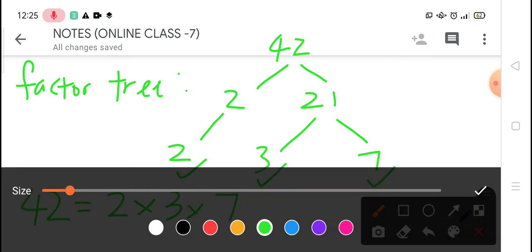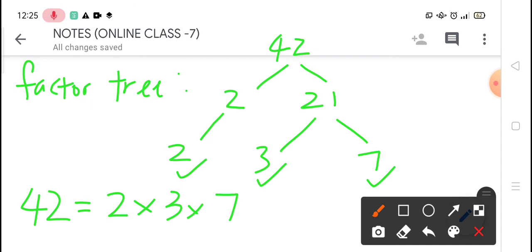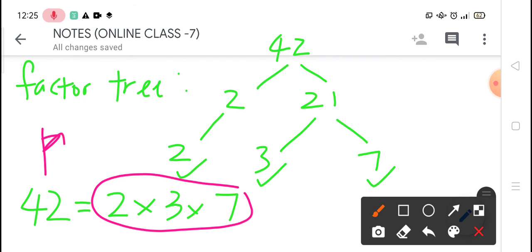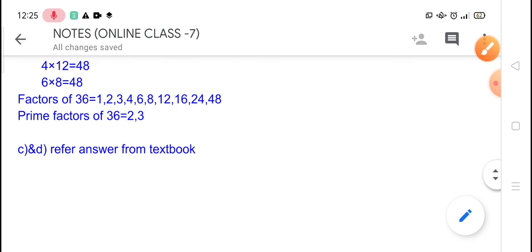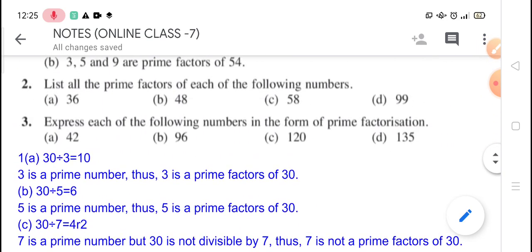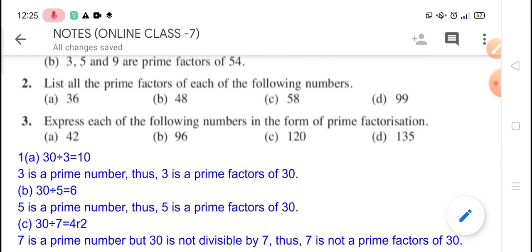Okay, so remember students, for prime factorization, your answer only involves prime numbers. It cannot be other numbers like 4, 6, 8 and so on. Only prime numbers. So the other questions will be 96, 120, 135. I wish you try them on your own, and then you can check with the reference at the back of your textbook. Okay, so any problems we will discuss in the next discussion.